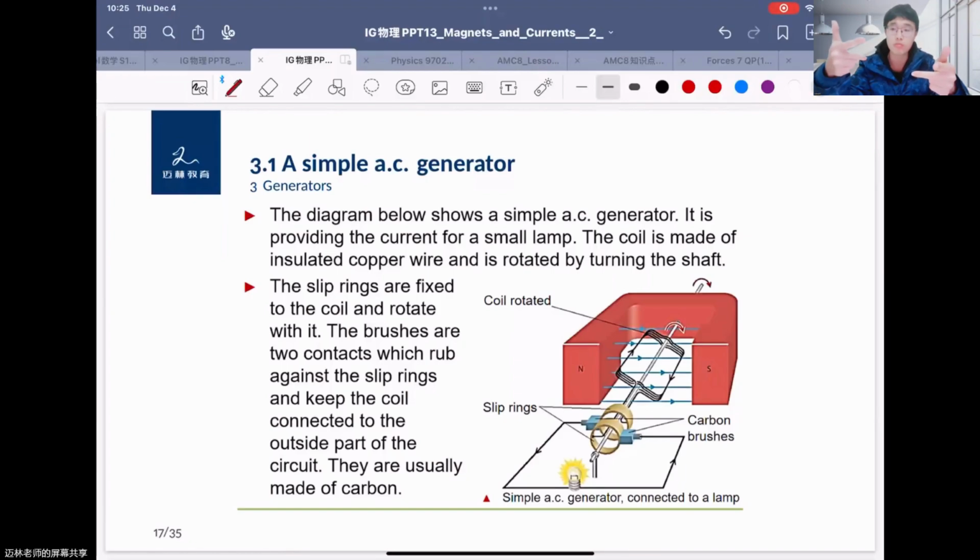And if you're using the right-hand rule, please remember the thumb means the motion direction, right? The first finger means the magnetic field direction, and the third finger means the current direction. Okay, so they are inversed.